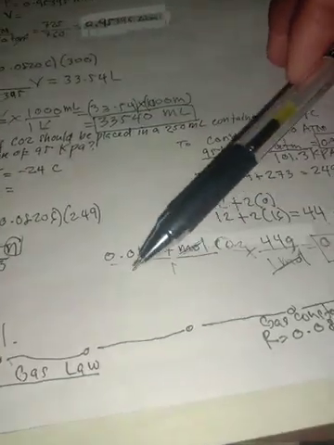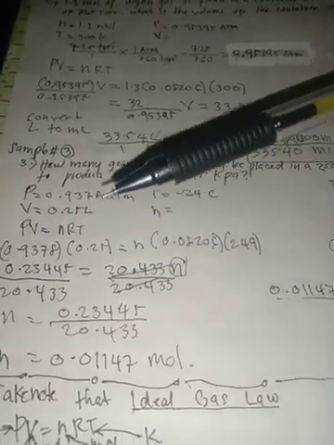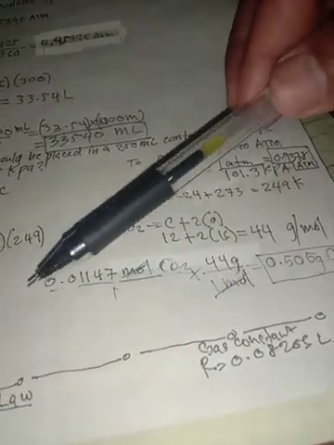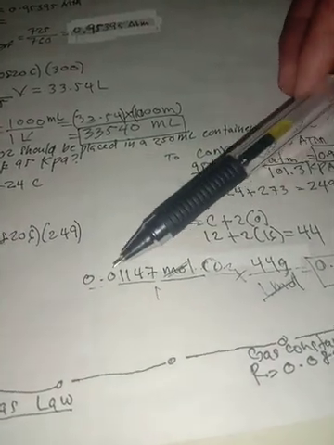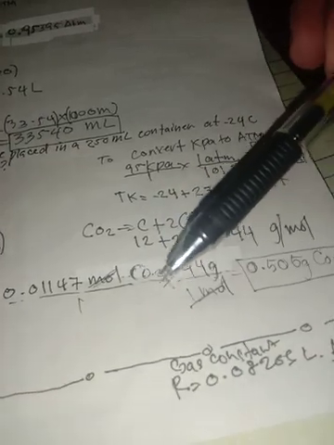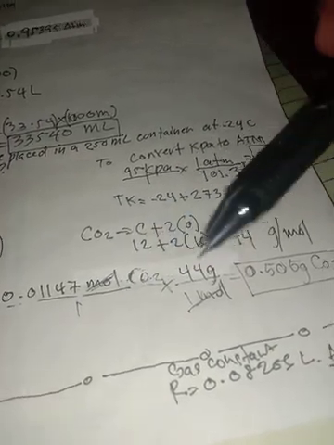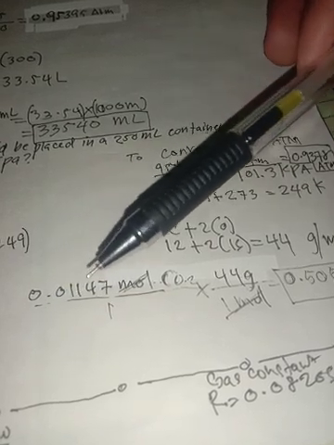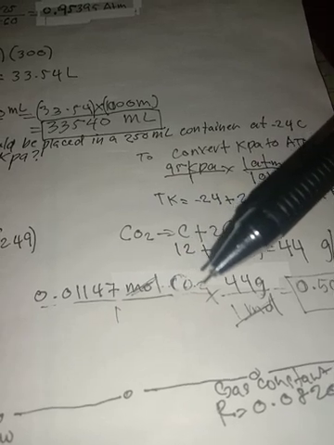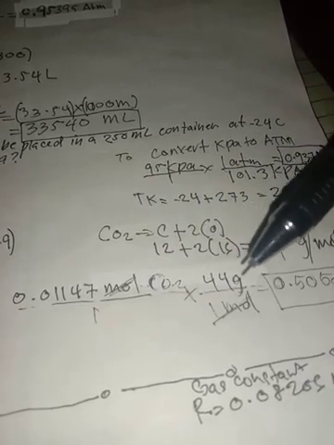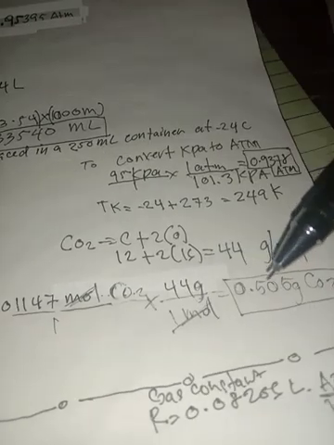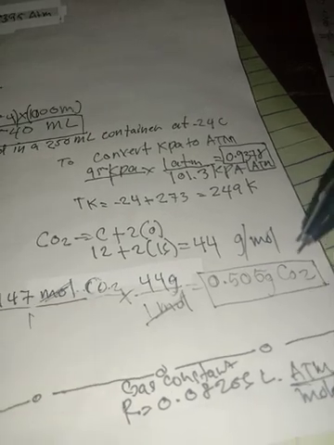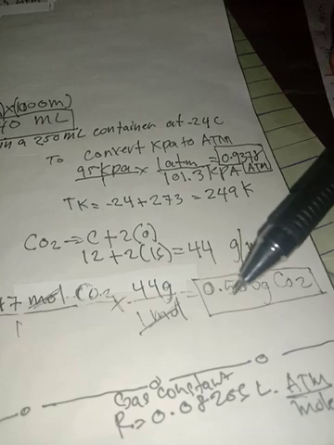So this is the answer of our sample number 3. But that is not the final answer. So we are going to convert from moles first: 0.01147 mole carbon dioxide times 44 grams over 1 mole equals 0.505 grams carbon dioxide. So this is the final answer.